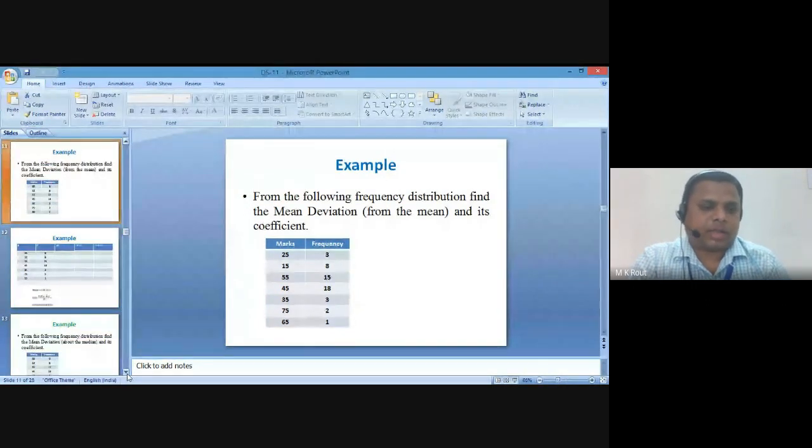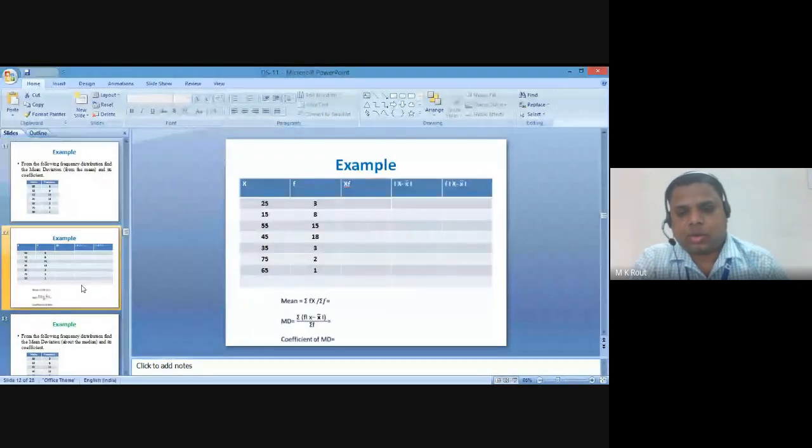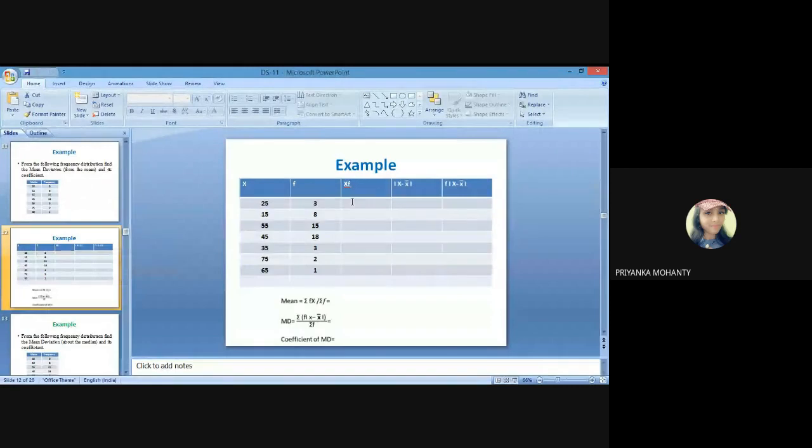If you go to solve this kind of problem, first make a table. It is the same process as in the calculation of measures of central tendency or measures of dispersion like range, quartile deviation, standard deviation. In the first column, I have written 25, 15, 55, 45, the respective values as per the given data. Similarly, the respective frequencies are given in the second column. Then we calculate x into f. Just multiply. What is the first value? 75. Moving to the next one, 15 into 8. 120.